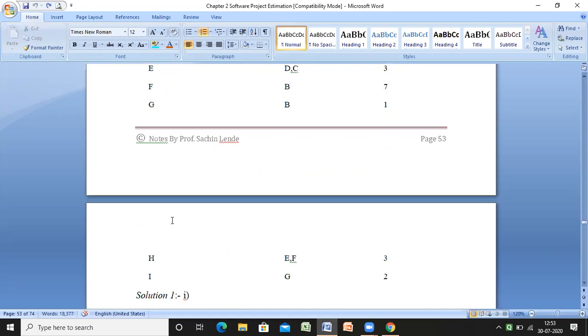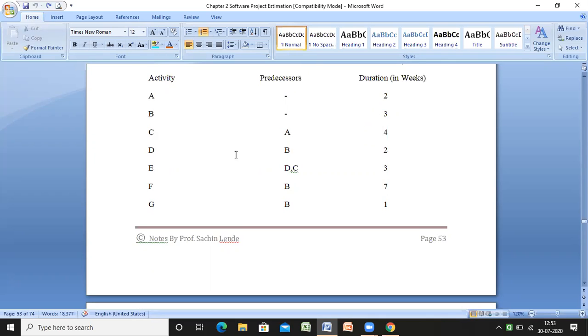A, B, C, D, E, F, G, H, I. These are the activities. For A, the predecessor is dash, and for B, the predecessor is dash, and the durations are 2 and 3 respectively. Then for activity C, the predecessor is A, and the duration is 4.